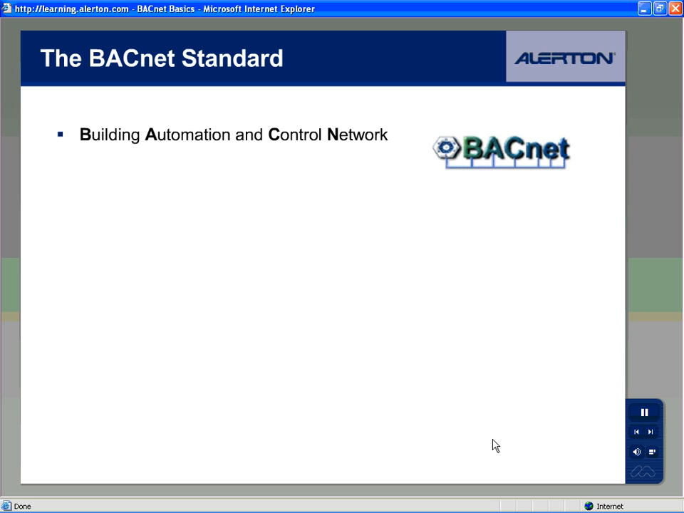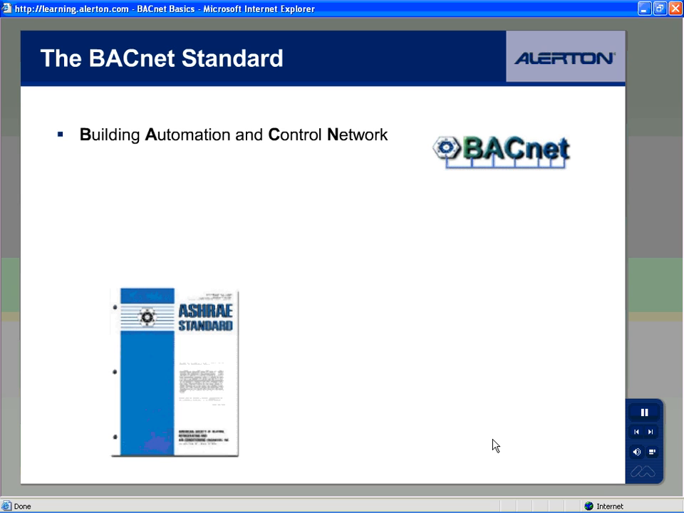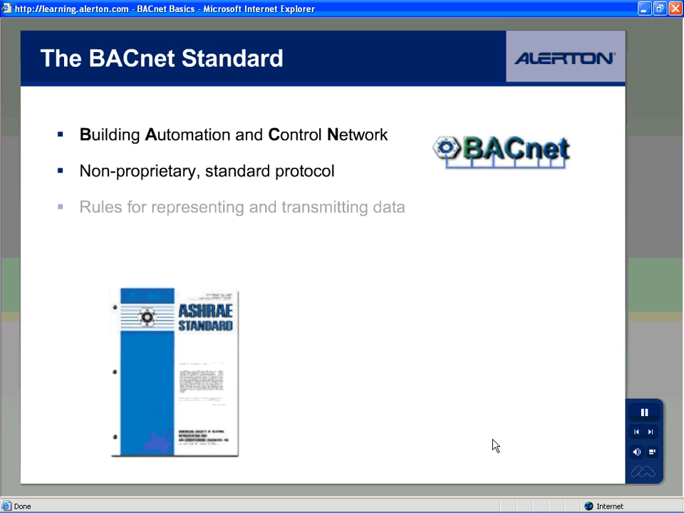BACNet is an acronym for Building Automation and Control Network. The American Society of Heating, Refrigeration, and Air Conditioning Engineers created the BACNet standard. The American National Standards Institute, ANSI, has adopted it as a national standard. BACNet is a non-proprietary standard protocol that encourages different control manufacturers to provide products that communicate as a part of a single control system. BACNet prescribes a set of rules for representing and transmitting data between controllers on a network. It specifies a common object-oriented language for representing system data, and it identifies the media required for data transmission.